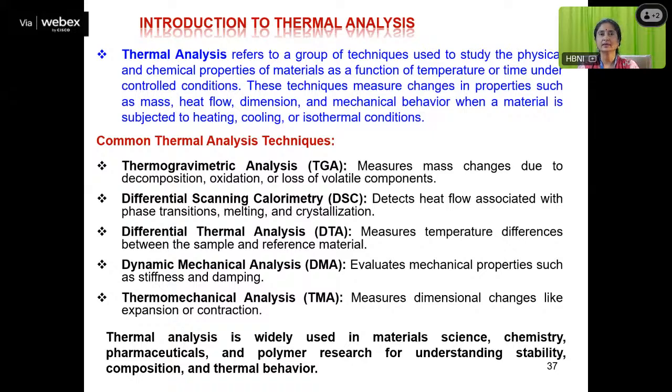So the most common thermal analysis techniques are thermogravimetric analysis, or TGA. It is normally called TG or TGA, thermogravimetry or thermogravimetric analysis. Then differential scanning calorimetry, or DSC. What TGA does is measure the mass changes due to decomposition, oxidation or loss of volatile components. What DSC, differential scanning calorimetry, does is detect the heat flow associated with phase transition, melting and crystallization. Differential thermal analysis, or DTA, measures the temperature difference between the sample and the reference material.